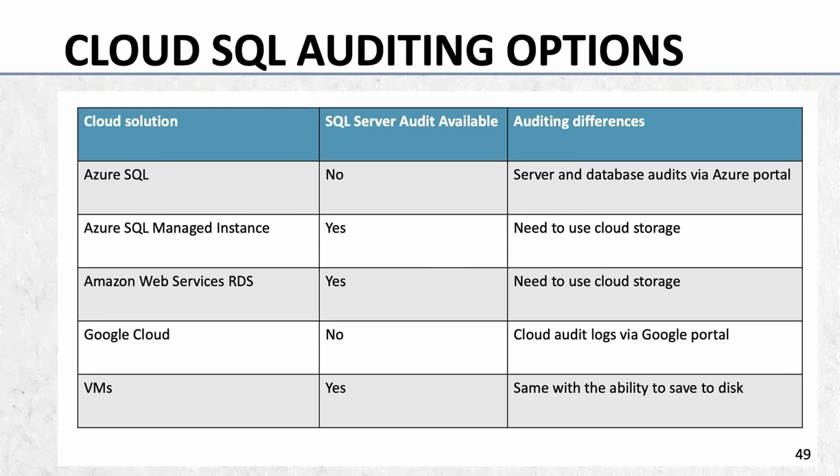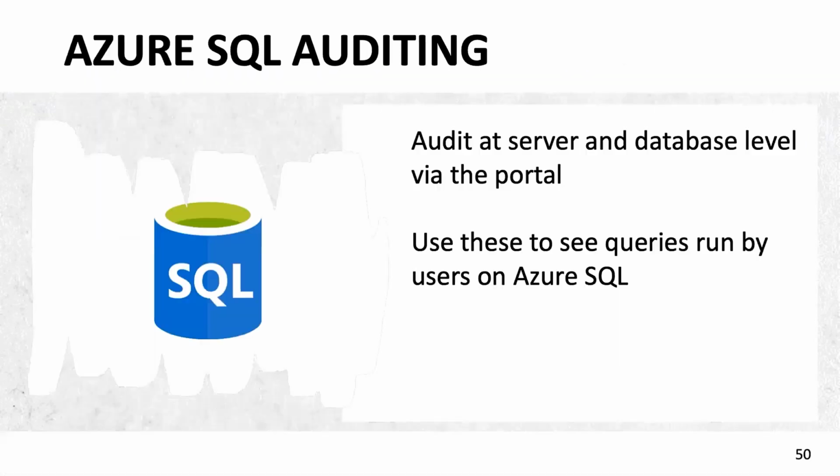As for Google Cloud, I haven't personally used it, but it looks like you have some cloud audit logs that may be able to capture what you're doing with SQL Server auditing. And it's all stored in their portal. Azure SQL does not have SQL Server auditing, but it does have server and database audits via the portal. Because I know a lot of people may be moving to Azure SQL from SQL Server, let's just take a closer look at how that works. The auditing is built in the portal, and you can enable it for free or a cost depending on the storage location.